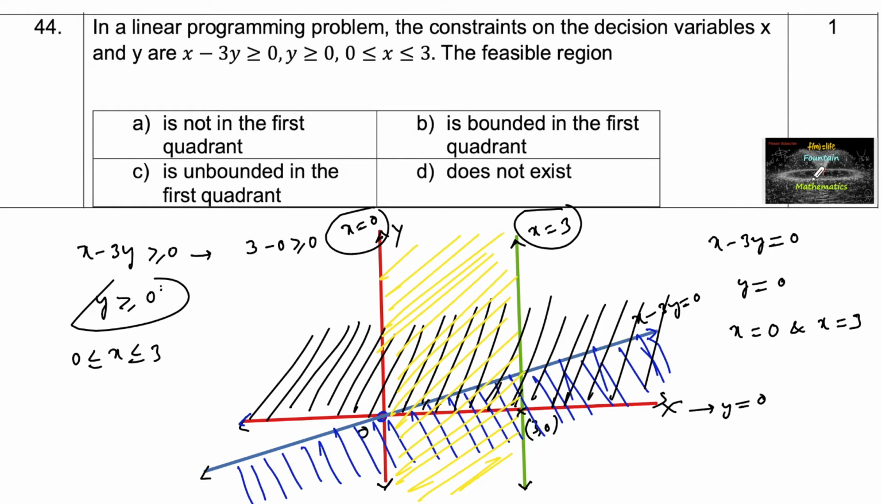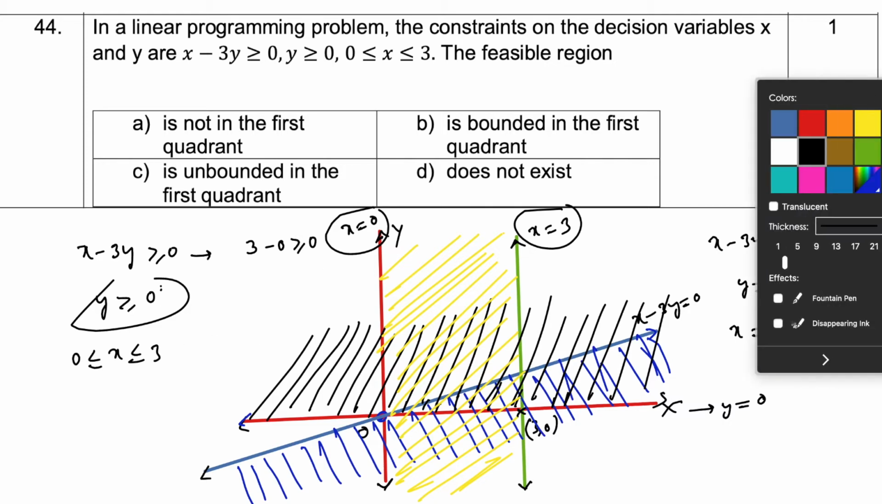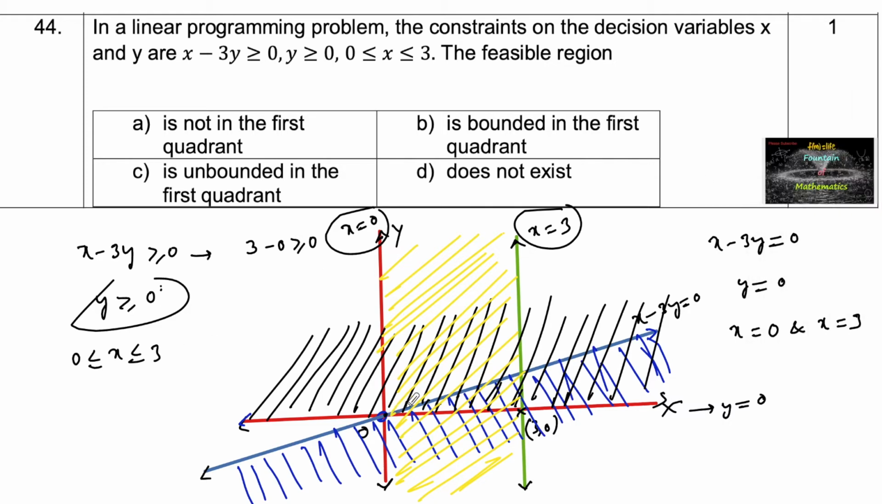Now the combined solution, the feasible region, is obtained where all the 3 inequalities overlap. Say this is O, A, 3 comma 0, and here is one more point, at x is equal to 3 we can say 3y is equal to 3, so it is 1, 3 comma 1 point. So these are the 3 points where we can observe that this region is a feasible region, which is found in the first quadrant. So among the four options, bounded in the first quadrant is the answer.